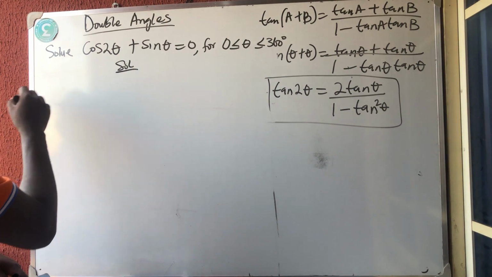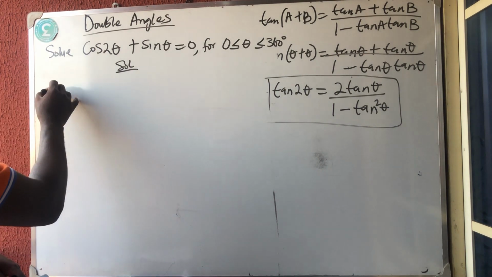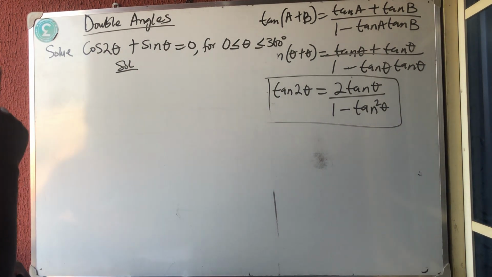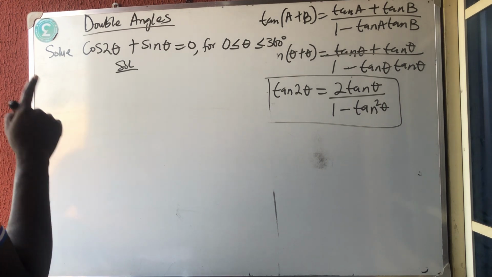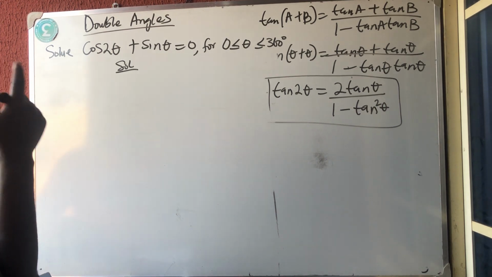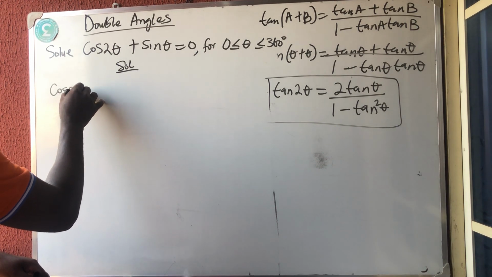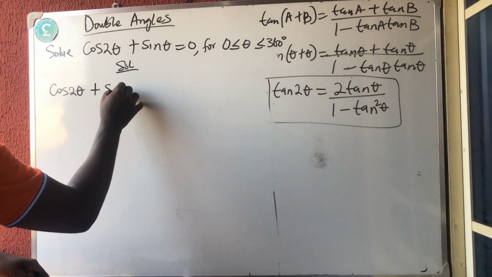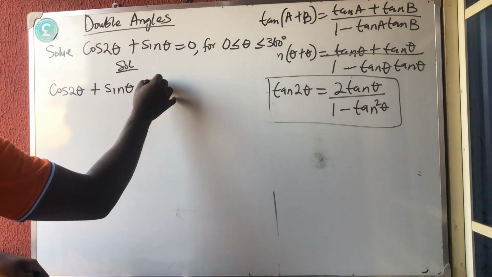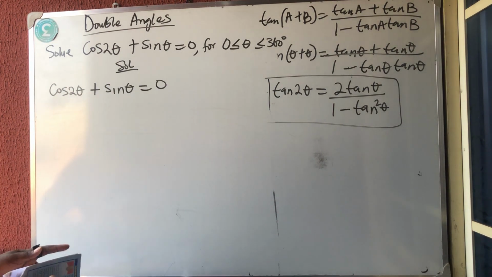Now for you to solve this, you need all of them to be in one trigonometric function. If it is cos, it should be cos everywhere. If it is sine, it should be sine everywhere. So they gave me cos 2 theta plus sine theta is equal to 0.